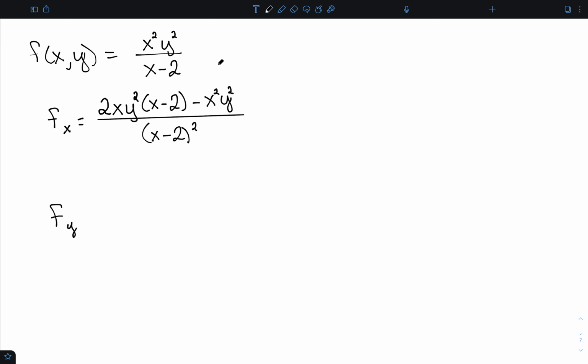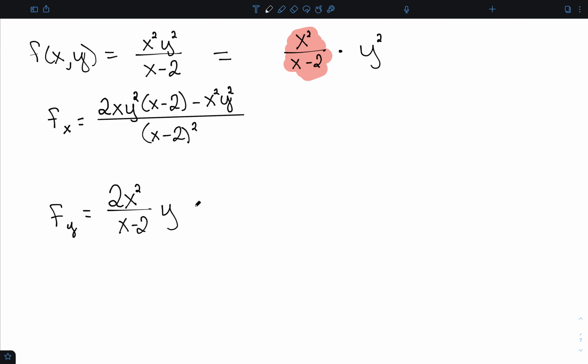On the other hand, if we want f sub y, it might be easier to think about this function as x squared over x minus 2 times y squared, because this entire term here, this x squared over x minus 2, is going to be treated like a constant. I would bring the exponent for the y down and subtract 1, or 2x squared y over x minus 2.